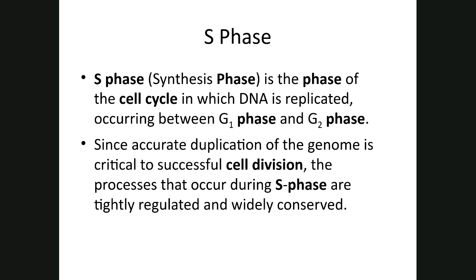Okay, now there is the S phase. S phase means the synthesis phase. It is the phase of the cell cycle in which DNA is replicated, occurring between the G1 phase and the G2 phase. Since accurate duplication of the genome is critical to successful cell division, the processes that occur during the S phase are tightly regulated and widely conserved.